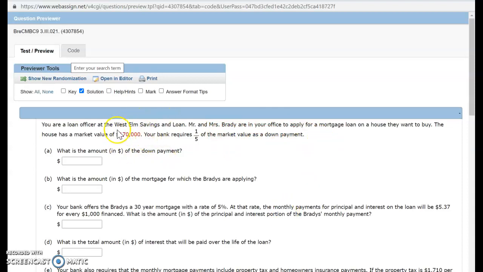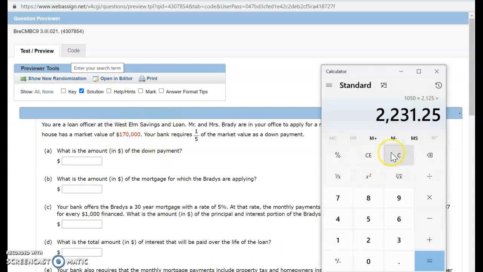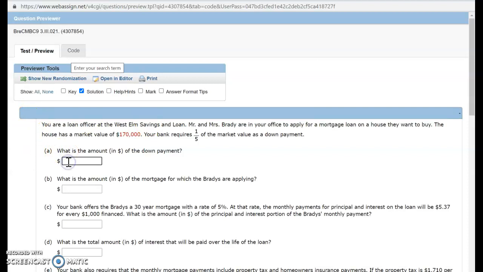So you need 1/5 of $170,000. Well, first of all, 1 divided by 5 is 0.20. So we're going to do 0.20 times the full amount, which is $170,000. So the amount of your down payment would be $34,000.